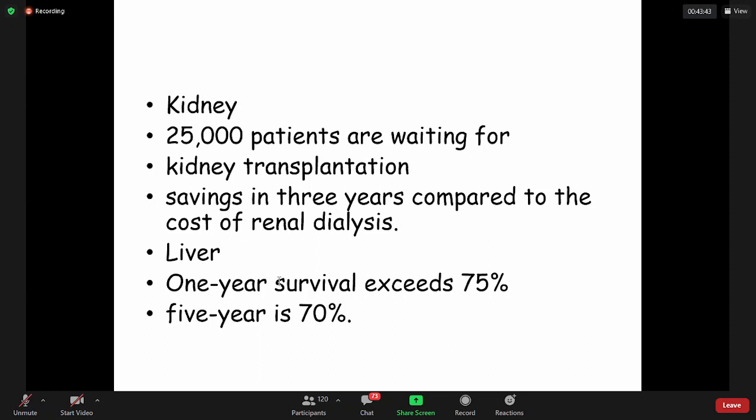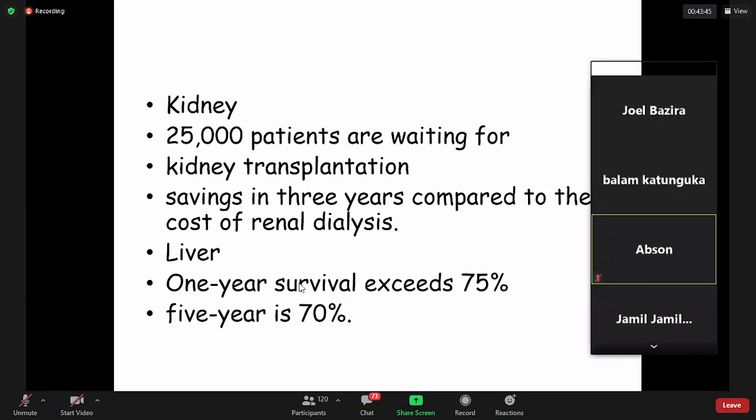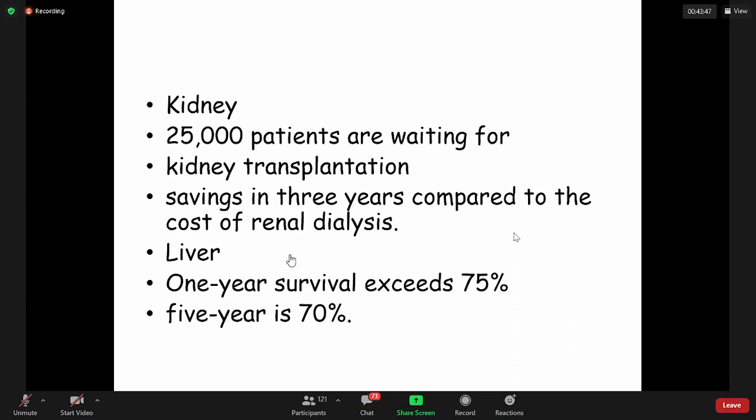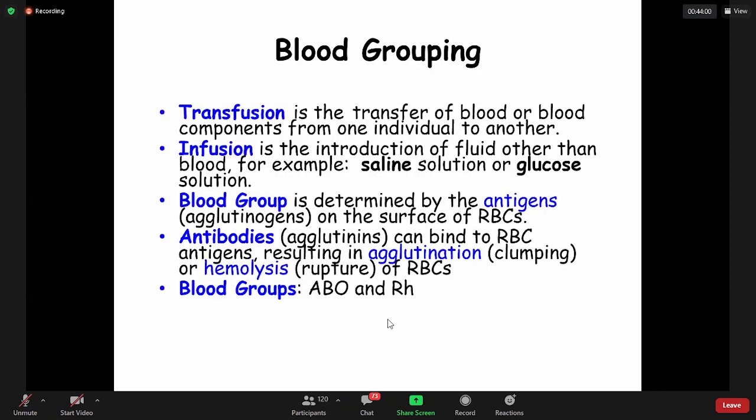For liver transplants, 1 year survival exceeds 75%, and 5 year survival is 70%. So transplantation works. Okay, so that's been transplantation. We are going to quickly run through blood grouping.